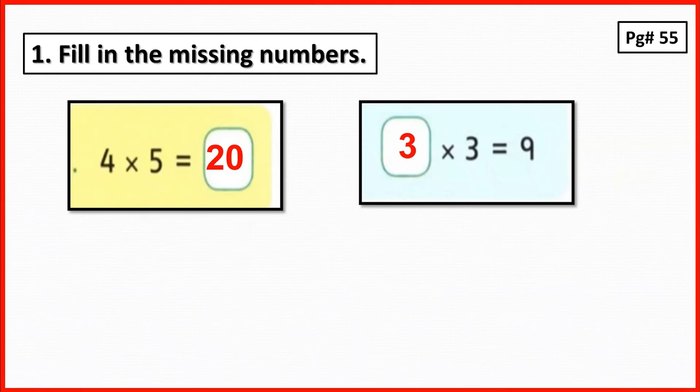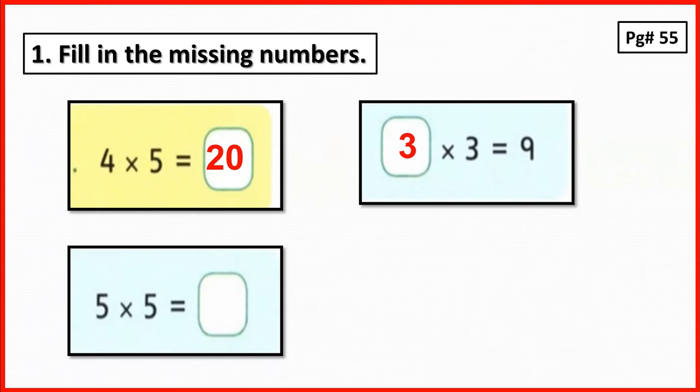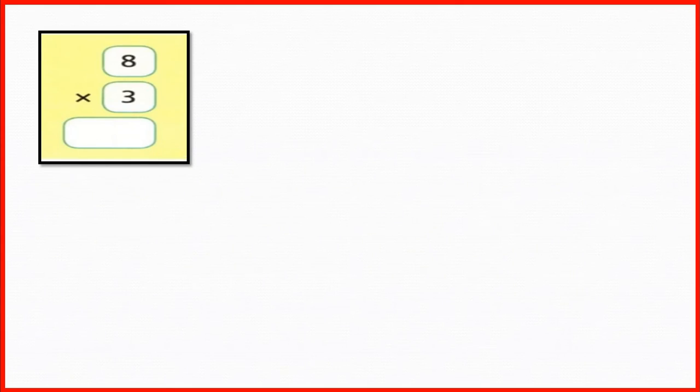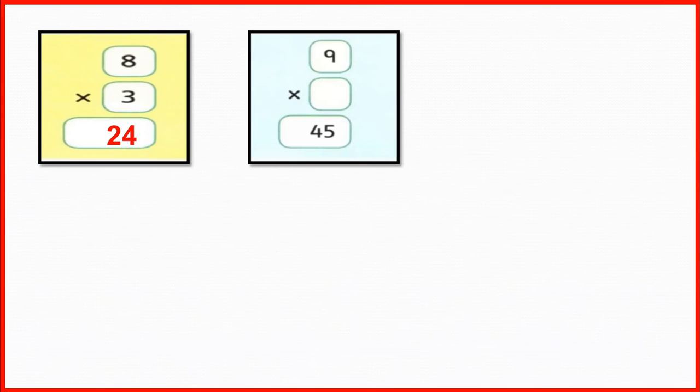Now let's do another. 5 5s are? Yes, 25. Now tell me, 8 4s are? Yes, 32. Now 8 3s are? Yes, 24. Now which number we have to multiply by 9 that the number comes 45? Yes, 5. Or we can say that 9 5s are 45.